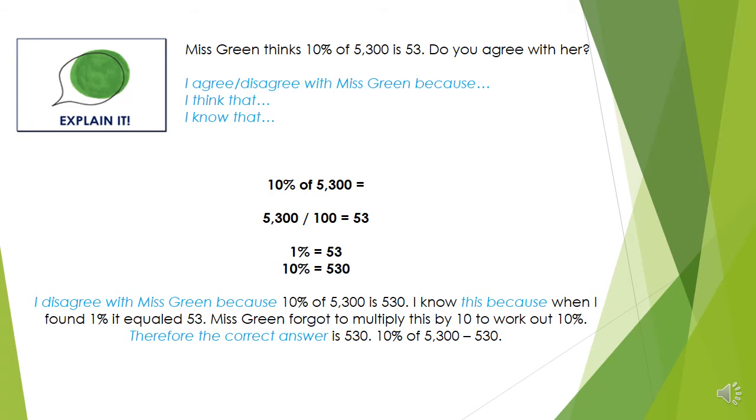She's incorrect. So for my answer, to reason, to justify, I've used my stem. I disagree with Miss Green because, and then I'll write why I disagree. 10% of 5,300 is 530. I know this because when I found 1%, it equaled 53. Miss Green forgot to multiply this by 10 to work out 10%. Therefore, the correct answer is 530. And then I've written it again. 10% of 5,300 equals 530.